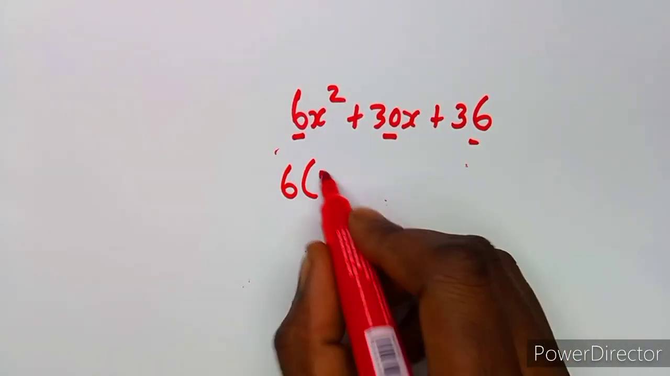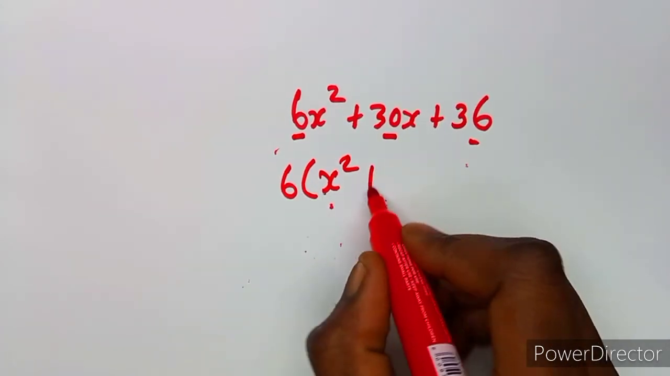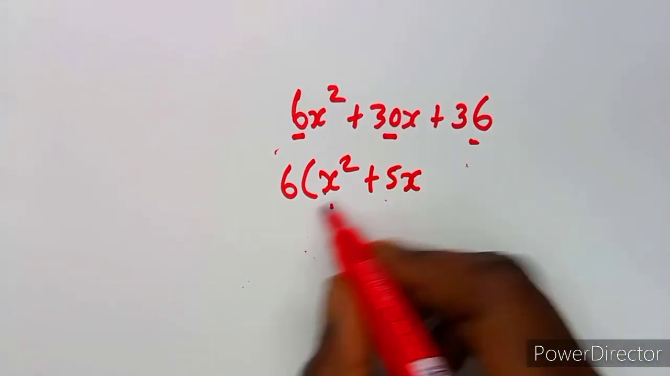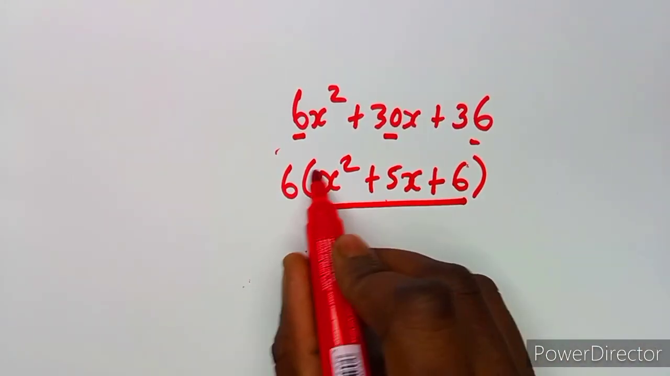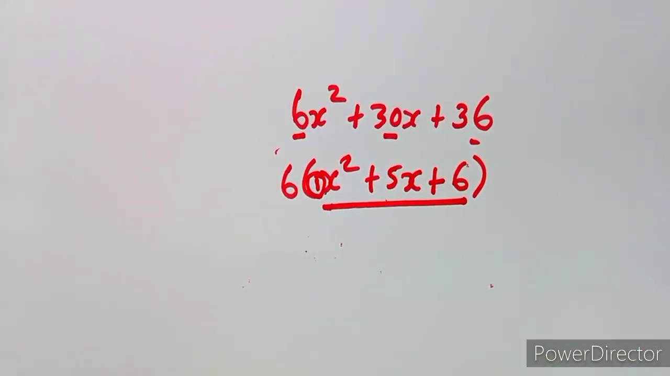You're going to be left with x squared. 30 divided by 6, that's 5x. 36 divided by 6, that is 6. The moment you are at this stage, the coefficient of x squared is a 1. It's no longer a 6. It's now a basic 1 that we are used to.